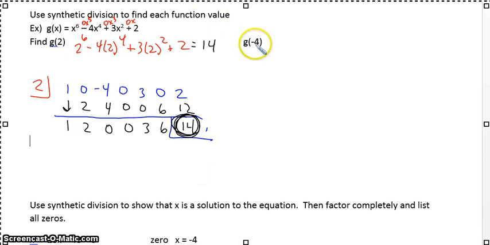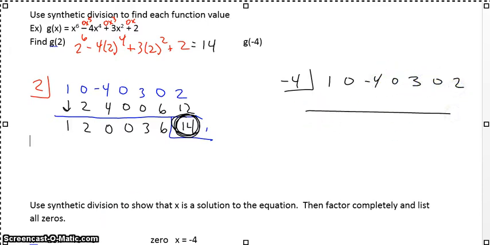Doing this again with a negative 4, you'd list out your same coefficients, but you put a negative 4 over to the side here. You'd list out the coefficients of 1, 0, negative 4, 0, 3, 0, and 2. And then you drop them down. So it'd be 1, then multiplying by negative 4 and adding gives negative 4, multiply would be 16, add would be 12, multiply would be negative 48, add would be negative 48 also. Multiplying here, I'm going to get a positive 192. When I add, I get 195.